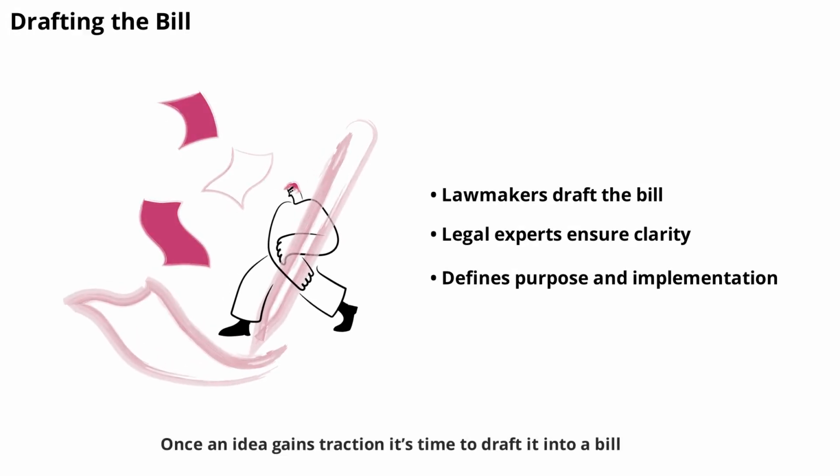Once an idea gains traction, it's time to draft it into a bill. Lawmakers, often with the help of legal experts, carefully write the bill to ensure clarity and legality. This draft outlines the purpose of the proposed law, its scope, and how it will be implemented. Drafting is a crucial step because the language must be precise to avoid confusion or loopholes. After the draft is complete, the bill is ready to be introduced to the legislative body for consideration.